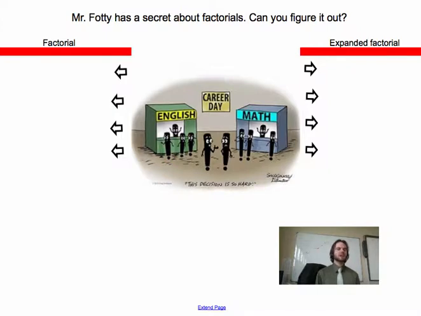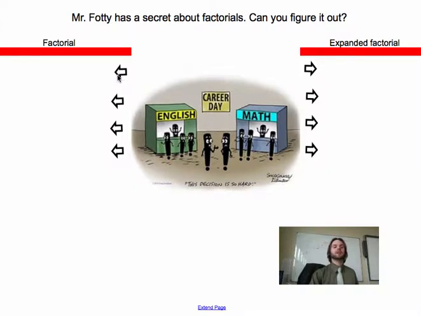In this lesson, we're going to learn about factorials. We're going to start off as I have a little secret, and the secret's about factorials. Let's see if you can figure out what that secret is. On this side, we have factorial representation. On this side, we have an expanded factorial.